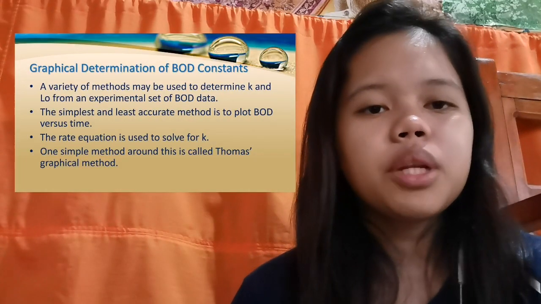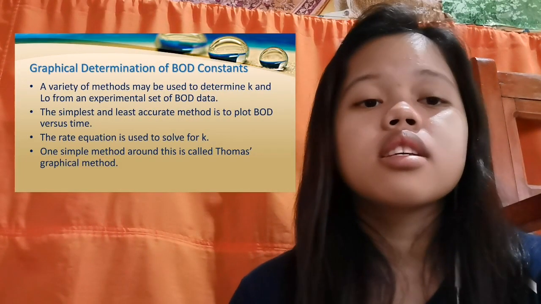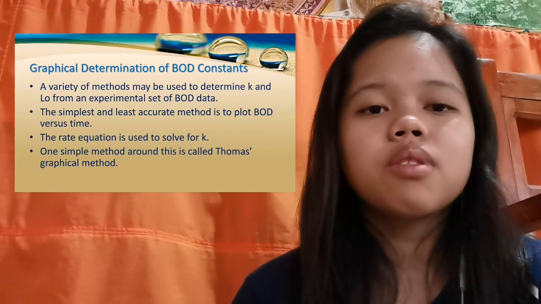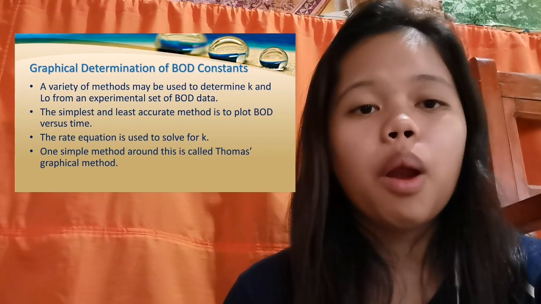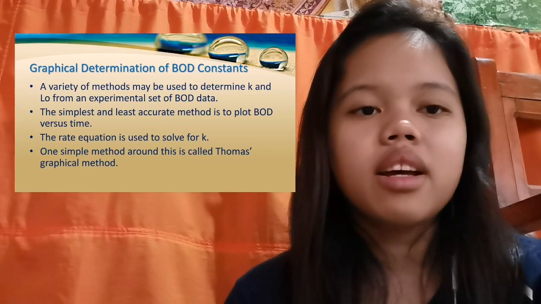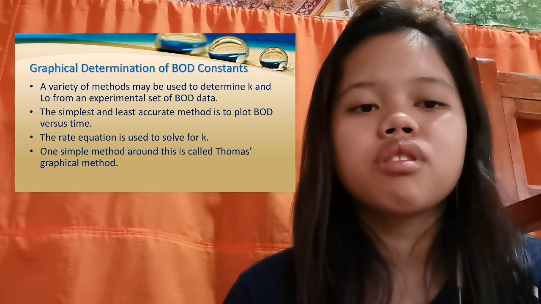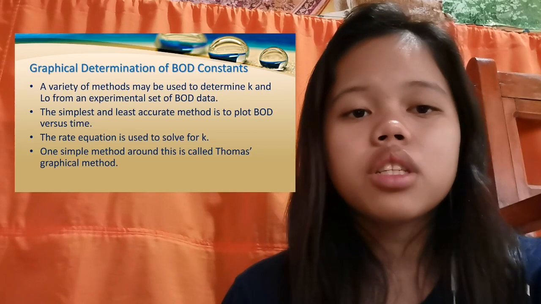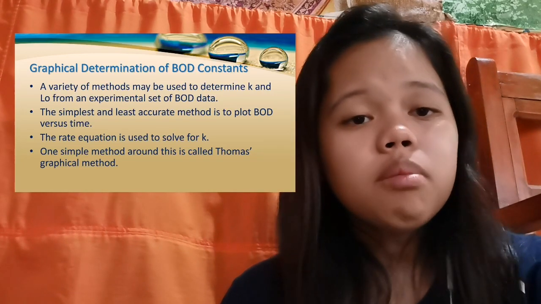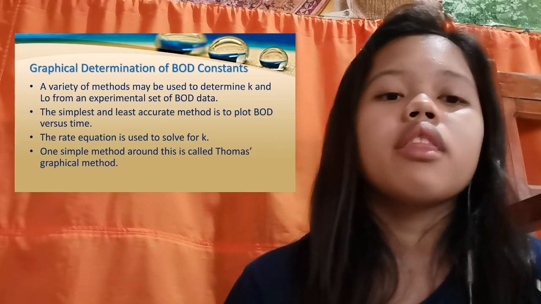Graphical determination of BOD constants. A variety of methods may be used to determine K and L_0 from an experimental set of BOD data. The simplest and least accurate method is to plot BOD versus time. The rate equation is used to solve for K. One simple method around this is called the Thomas graphical method.